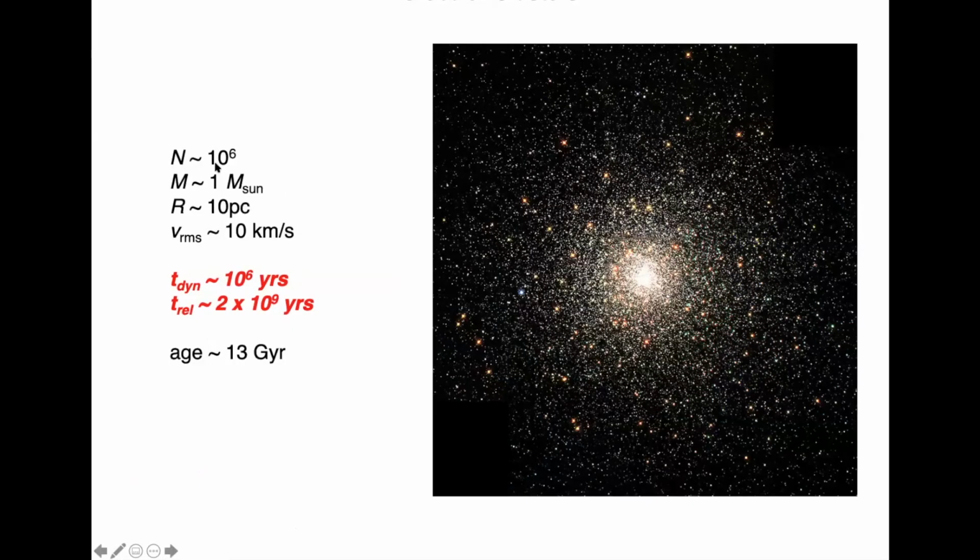So a very young open cluster is still undergoing relaxation. A globular cluster, say, the number of objects about 1 million, each star is about a solar mass, radius about 10 parsecs, velocity dispersion 10 kilometers per second. It has a dynamical time, r over v, about 1 million years, and the relaxation time is about 2 billion years. With a typical age of 13 billion years, globular clusters should be relaxed.